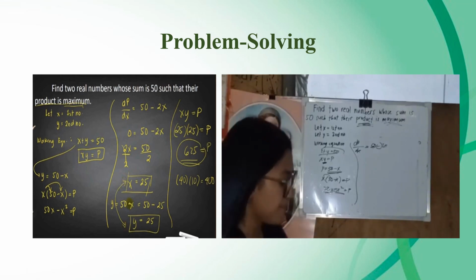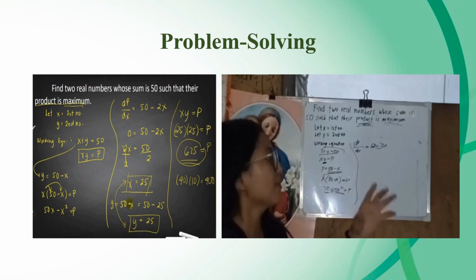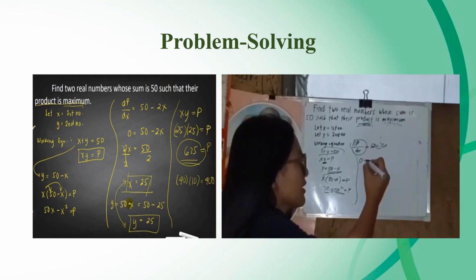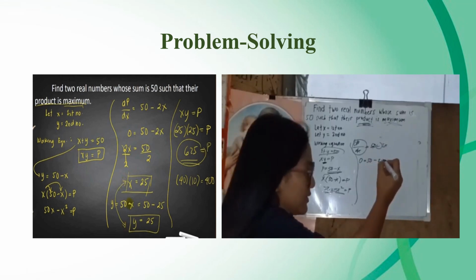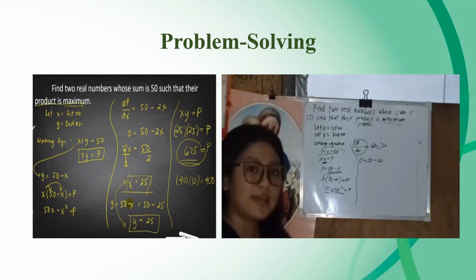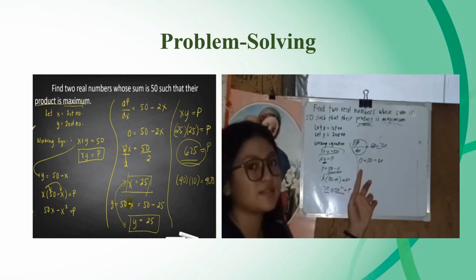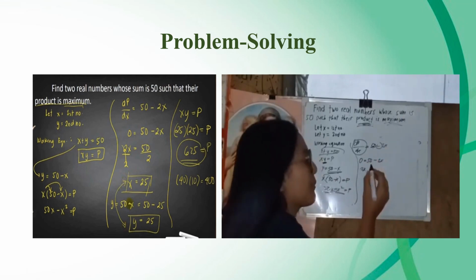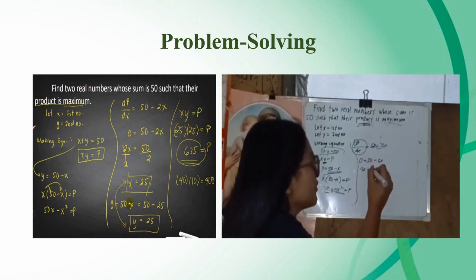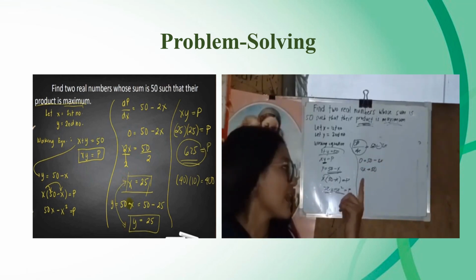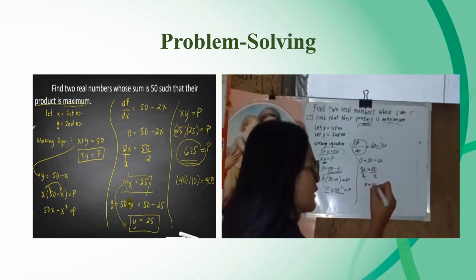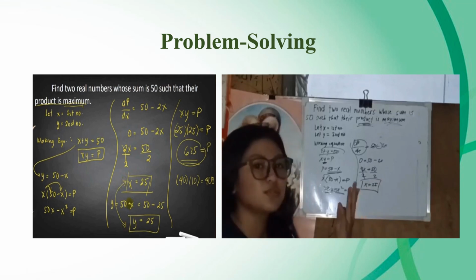The next, to find the critical number, we equate it to 0. So 0 equals 50 minus 2x. The next, let us transpose 2x to the left. So 2x, it becomes positive 2x equals 50. So to get x, divide 2 from both sides. 2 cancels, so x is equal to 50 divided by 2, so x is equal to 25.